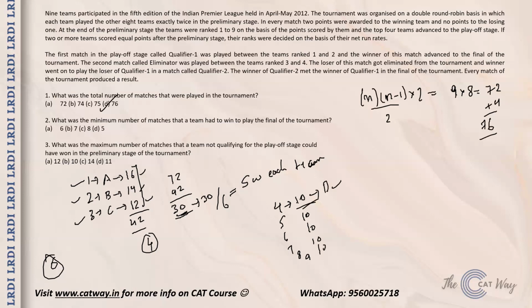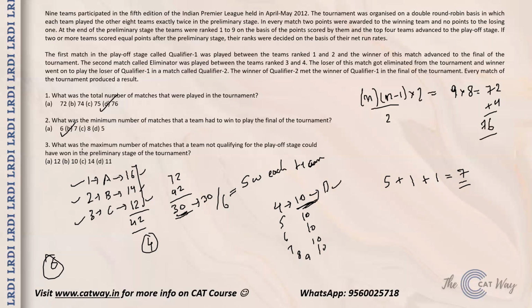So team D, with 5 wins, has reached the eliminator. It wins the eliminator, and then it wins the qualifier 2 and gets itself eligible for playing the final. So how many matches did it win? Only 7 wins it has, not play, wins. 7 wins that they have. That means option number B is the correct answer.